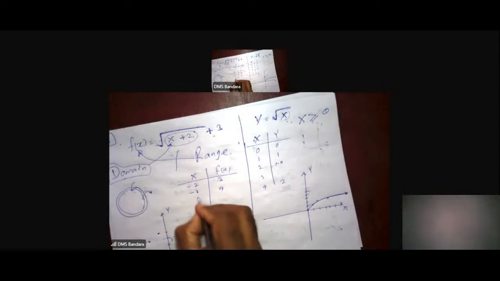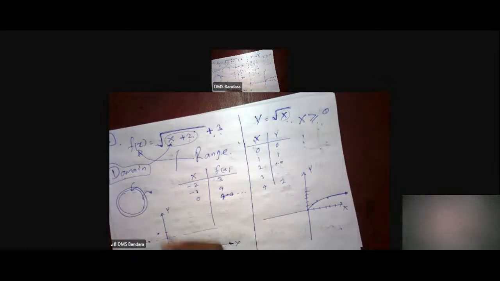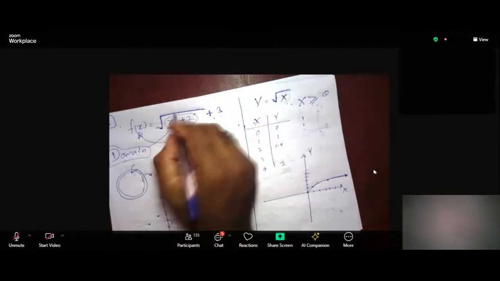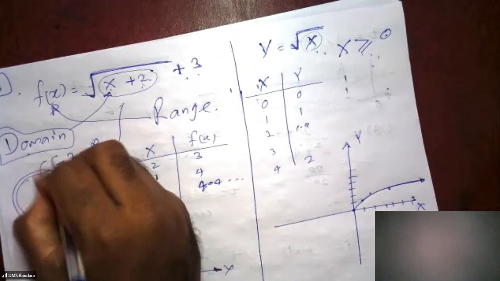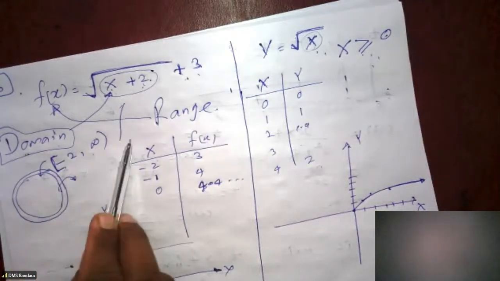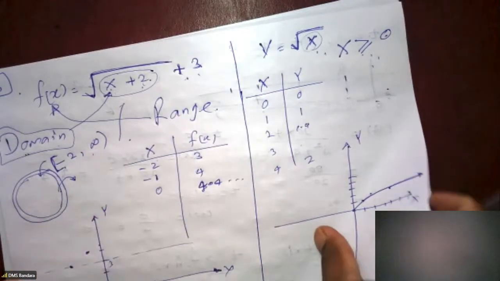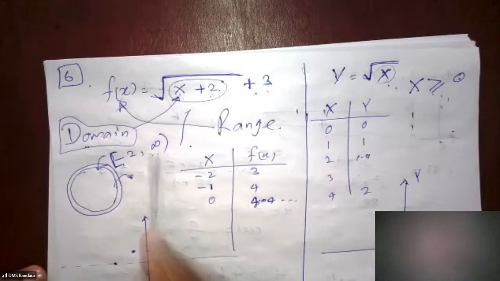Then square root 2 plus 3, square root 2 is about 1.4, so about 4.4. What's the domain? x can be from minus 2 up to infinity. The domain is minus 2 to infinity. Are you clear about that? x can be minus 2 to infinity.